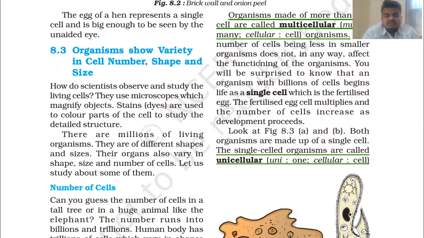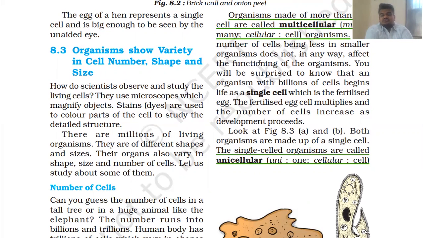There are millions of living organisms. They are of different shapes and sizes. You can simply observe this, from the insect to the human being to the elephant. There are many living organisms which differ in size. Even among humans there is a big difference in size, shape, etc. Their organs also vary in shape, size, and number of cells.